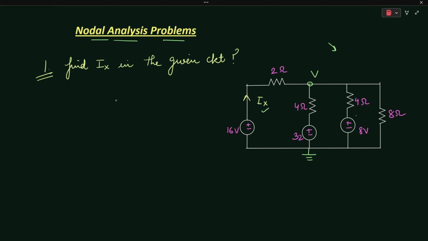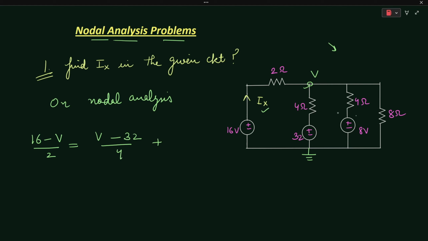According to nodal analysis, on applying KCL at this node, we can say that at this particular node, (16 - V)/2 is equal to (V - 32)/4 plus the current flowing from this branch, which is equal to (V - 8)/4 plus the current flowing from this branch, which is V/8.